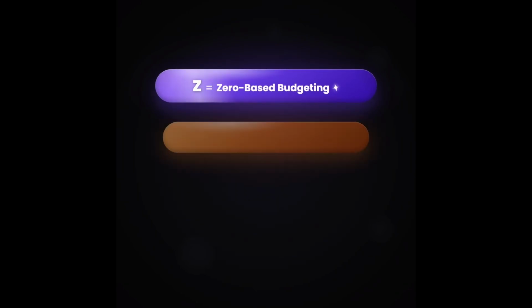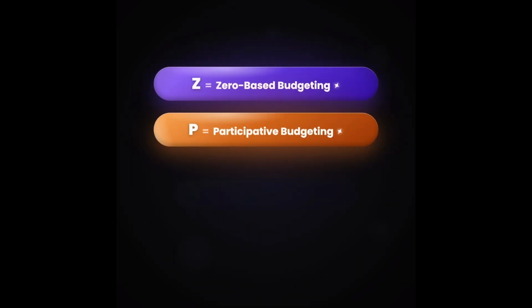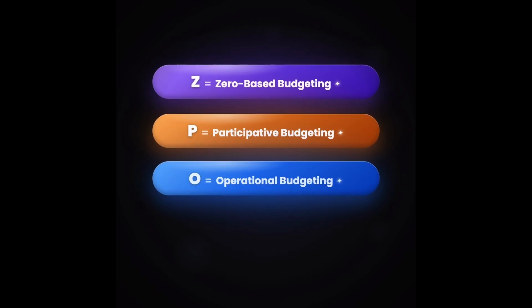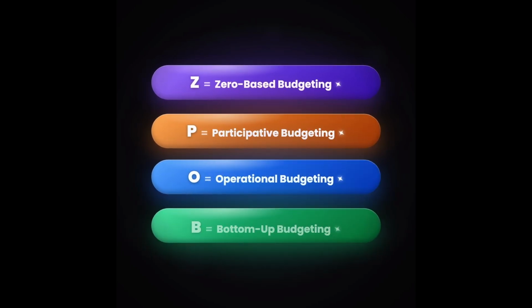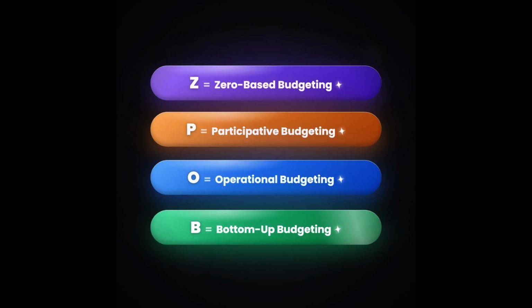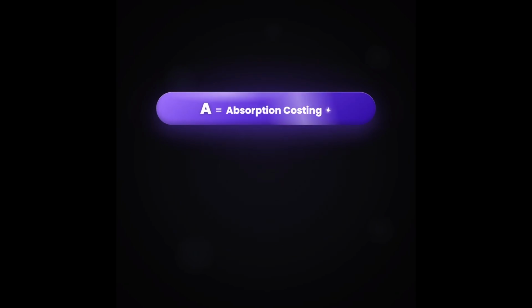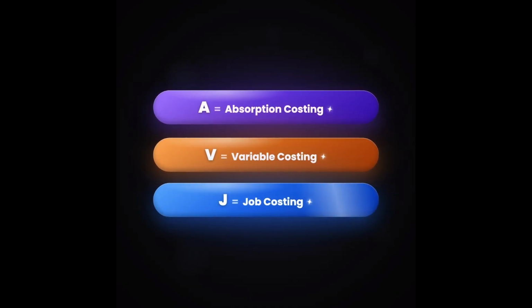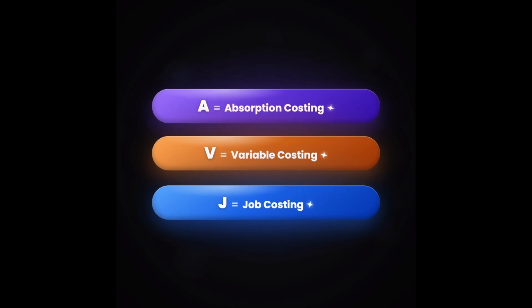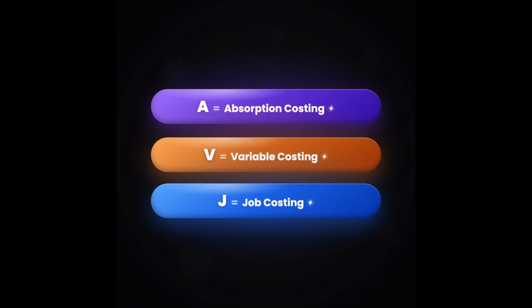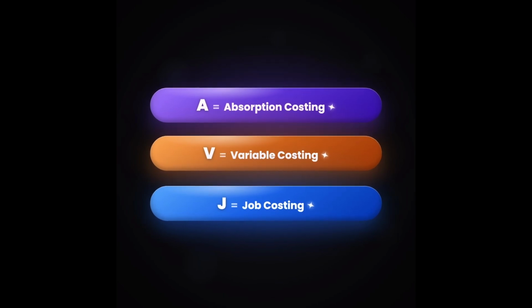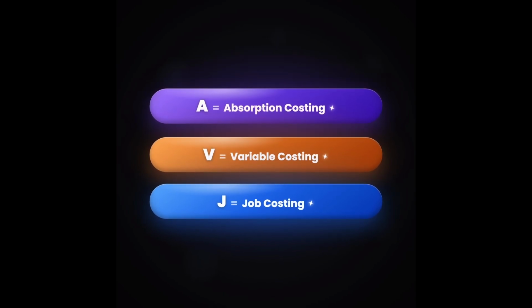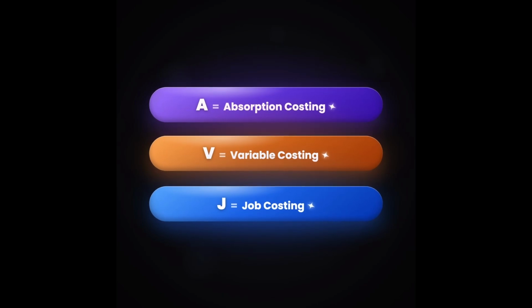Budgeting types. Remember ZPOB. Z equals zero based budgeting. P equals participative budgeting. O equals operational budgeting. B equals bottom up budgeting. Costing method. Remember AVJ. A equals absorption costing, V equals variable costing, and J equals job costing. Now you have memory anchors. When you are in the exam and you see budgeting types, your brain remembers ZPOB. Done. This sticks way better than reading the textbook 3 times.